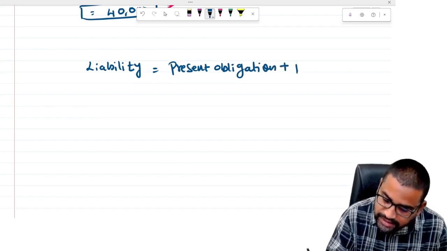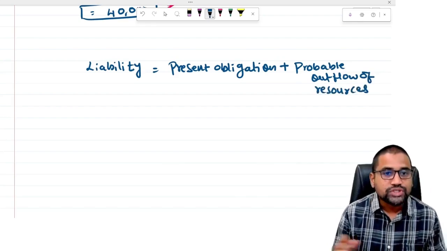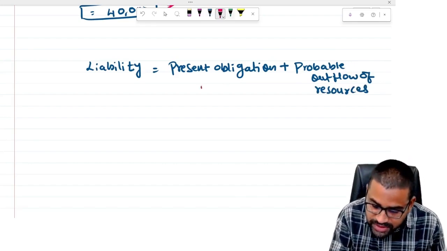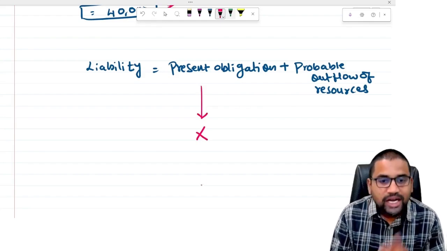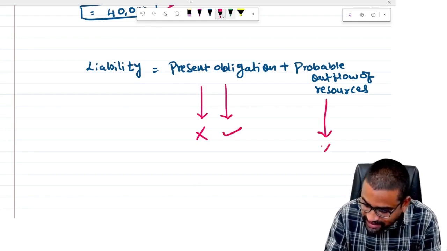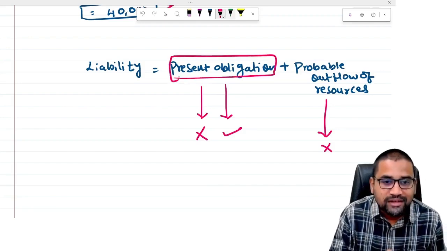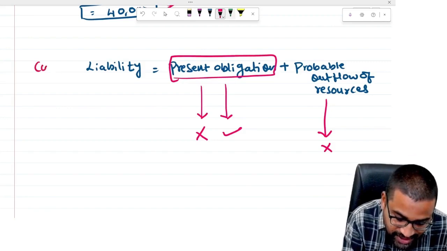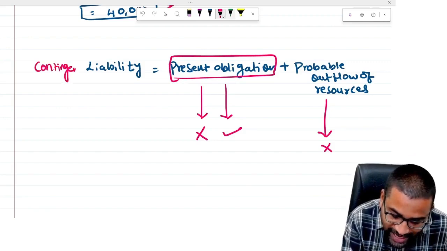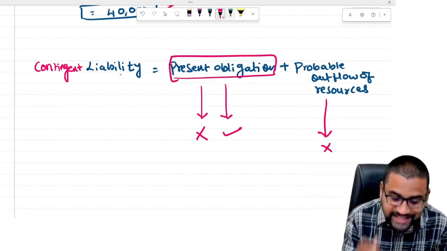Second, probable outflow of resources to settle the obligation. Suppose this is missing, then it is a contingent liability, or this is there but the other is missing, contingent liability. So if there is no present obligation, it is no more a liability, it is a contingent liability, because as of now there is no present obligation. An obligation may come, may not come, that's why it is contingent liability.